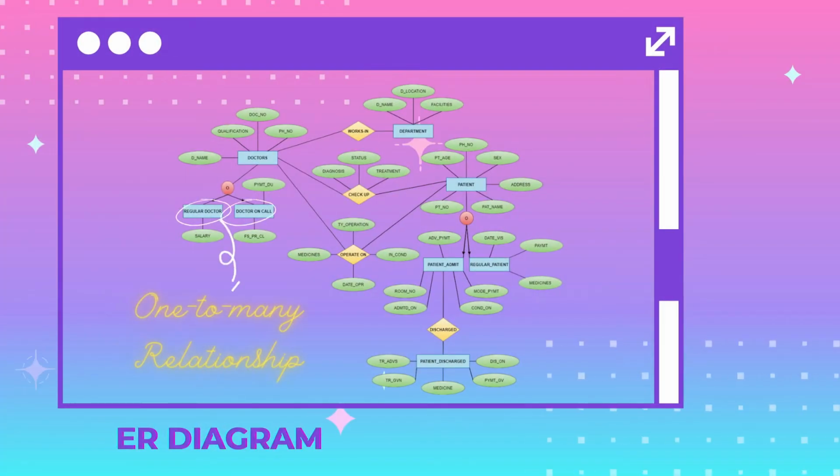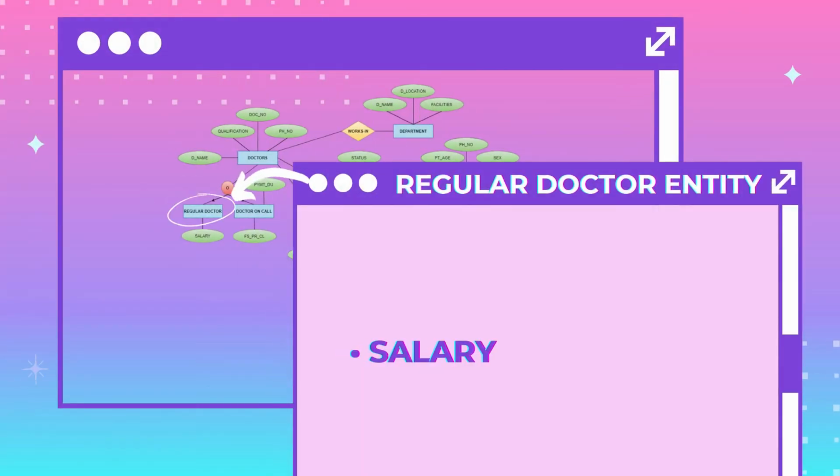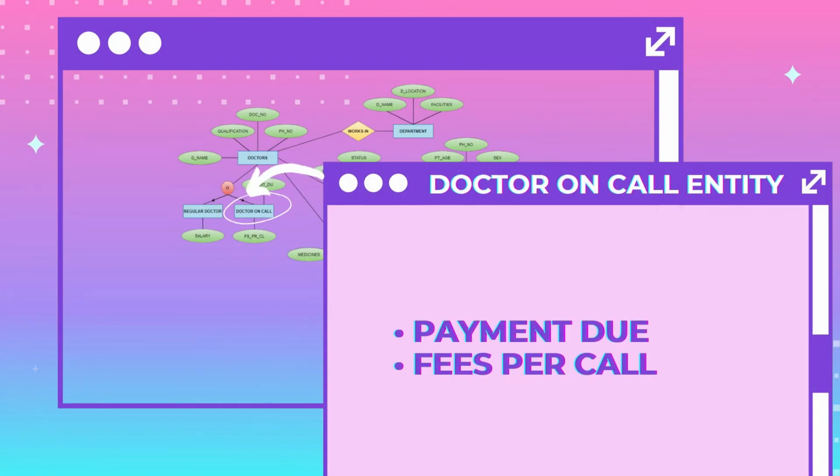Moreover, below the doctor entity, you can see there the regular and the on-call. That's what we call the one-to-many relationship. So now, the two types of doctors are regular and on-call. The regular has an attribute of salary, while the on-call has attributes of payment due and fees per call.